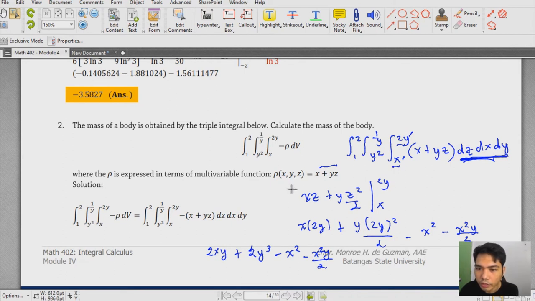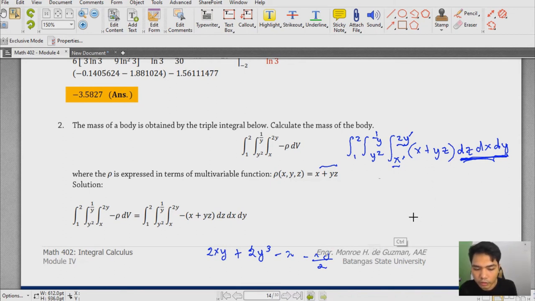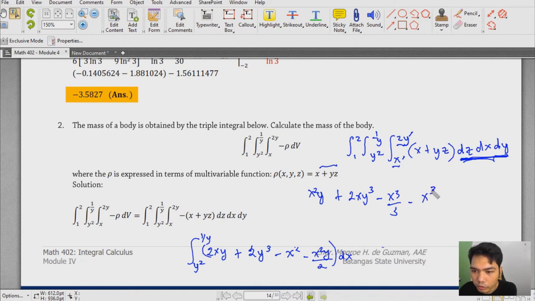Okay, and then now we can proceed with the integration of, sorry, you cannot proceed with the integration to the next higher order. So with this, the integral from y squared to 1 over y, and remember this is in terms of dx. So yun, ganun lang siya, x squared y plus 2xy cubed minus x cubed over 3, and then minus x cubed y over 6, evaluated from y squared and then 1 over y. So you just continue this and then you should be getting the result at the end.